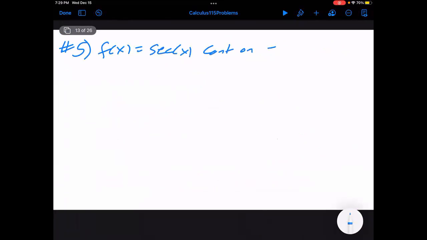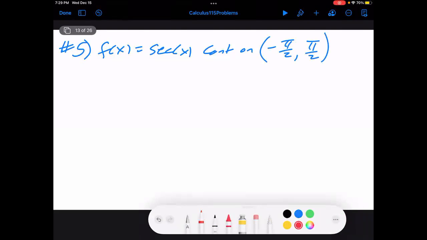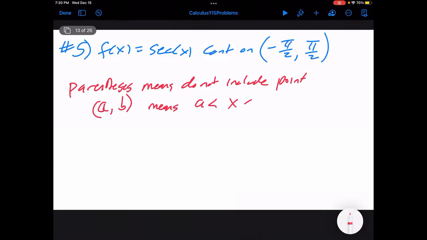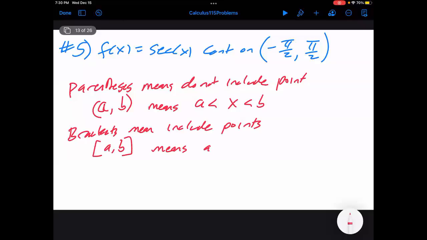Now this is important. This is some notation. Parentheses mean do not include the point. So parentheses a, b means a is less than x is less than b. Brackets mean include the points. So if I give you bracket a, b bracket, that means a is less than or equal to x, less than or equal to b.